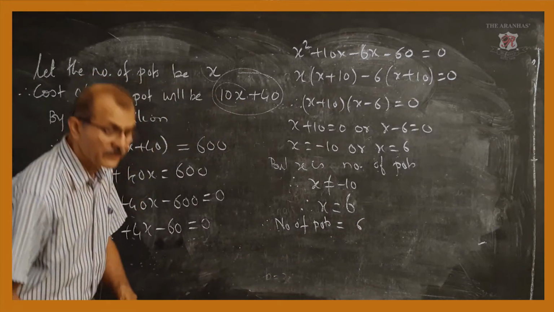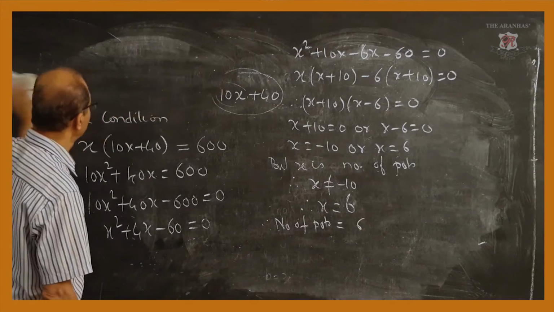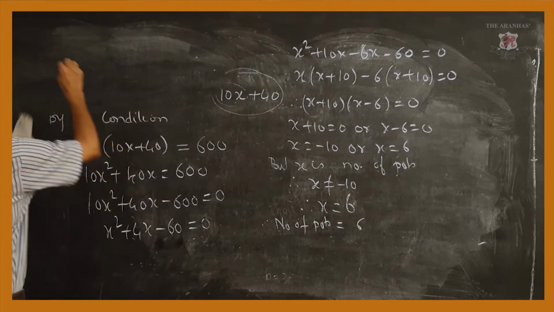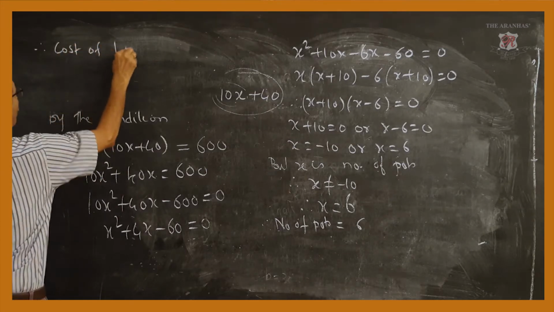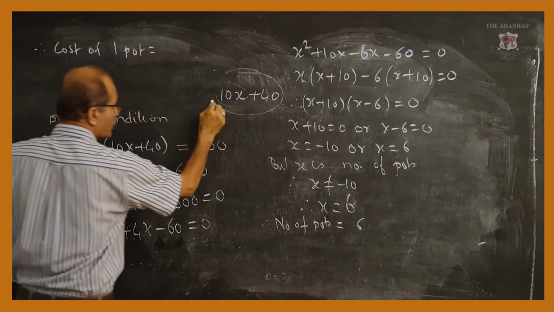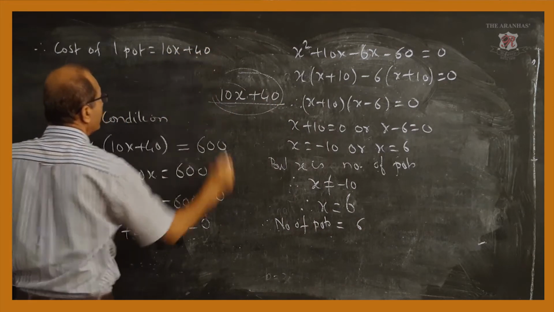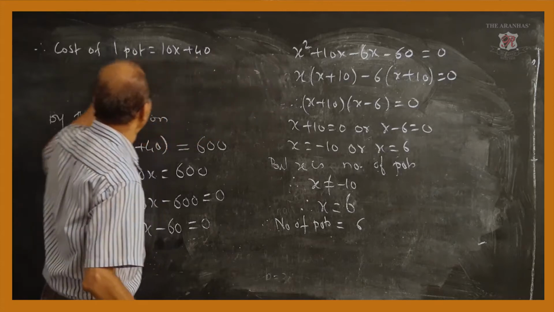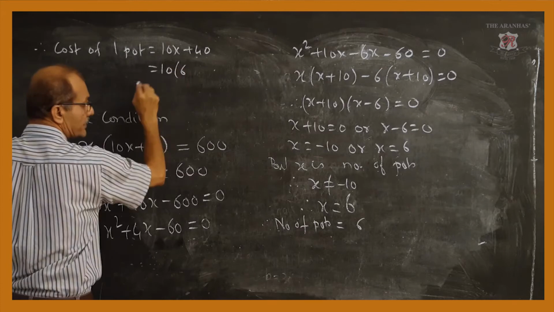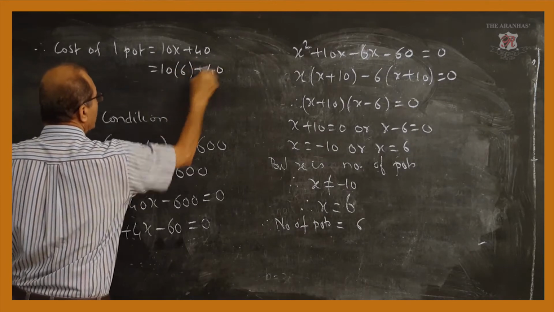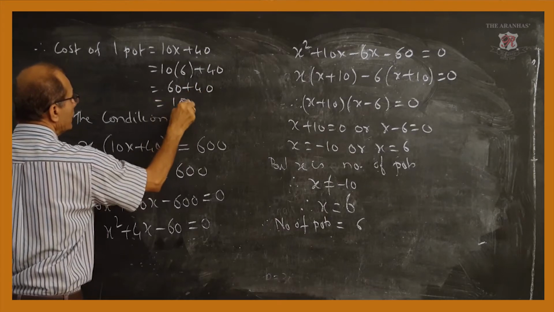Now I find out the cost of the pot. Therefore cost of one pot is equal to, what is the cost of one pot? 10x plus 40. Put the value of x. 10 into 6 plus 40. That is 60 plus 40. That is equal to 100.